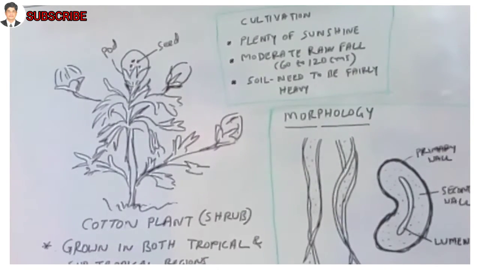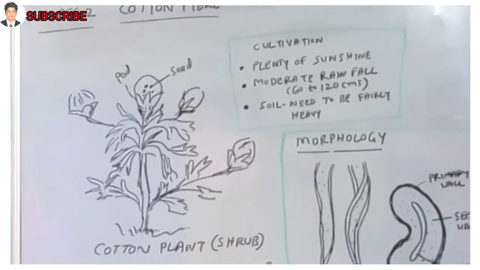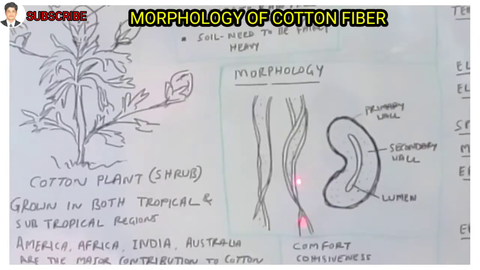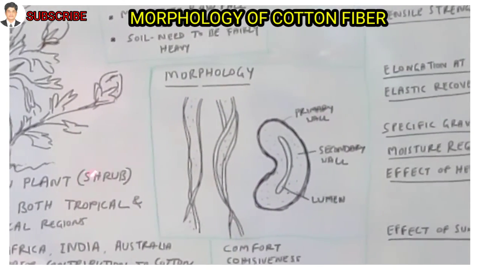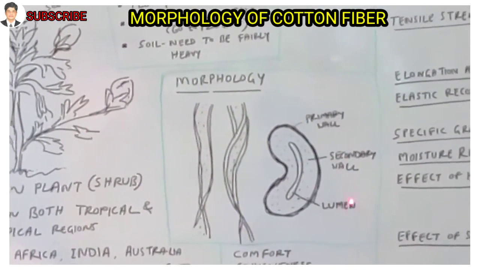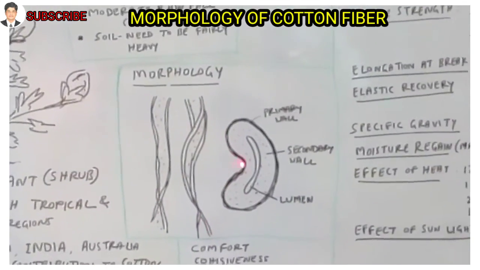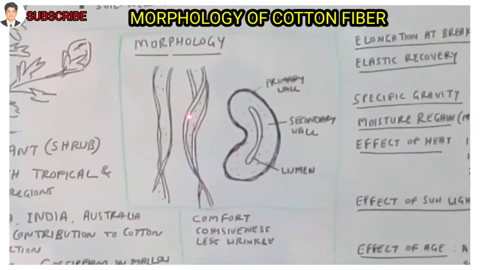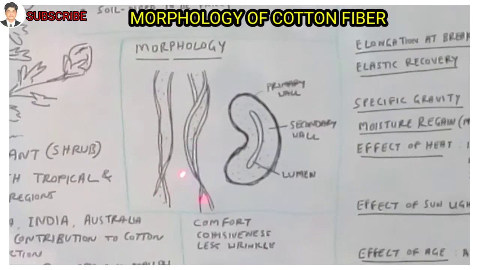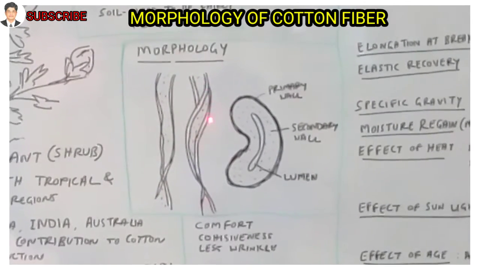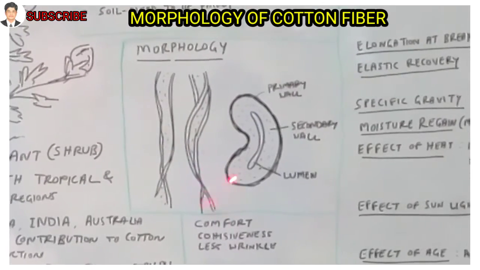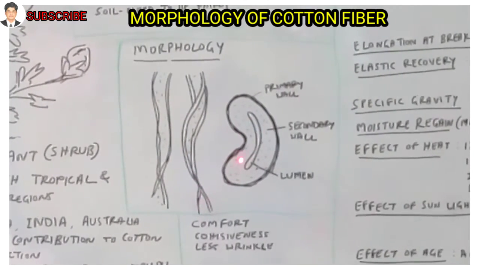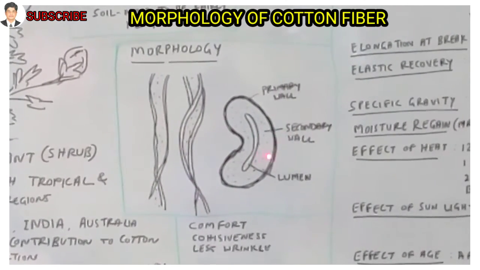Okay, today is the cotton fiber class. Let's come to the morphology. Now we'll go for morphology of the textile fiber. Individual fiber: this picture that appears here is a longitudinal view of the cotton fiber, and this is a cross section view of the cotton fiber.